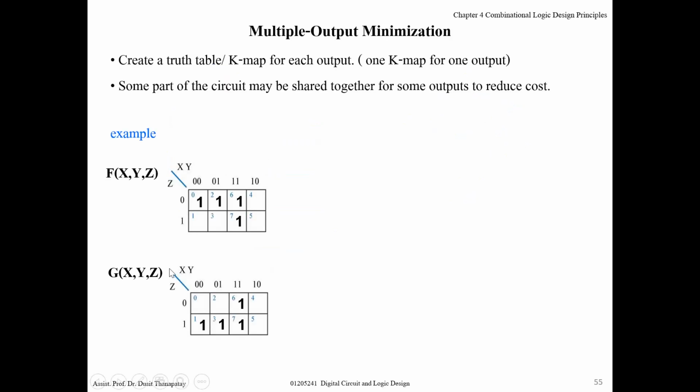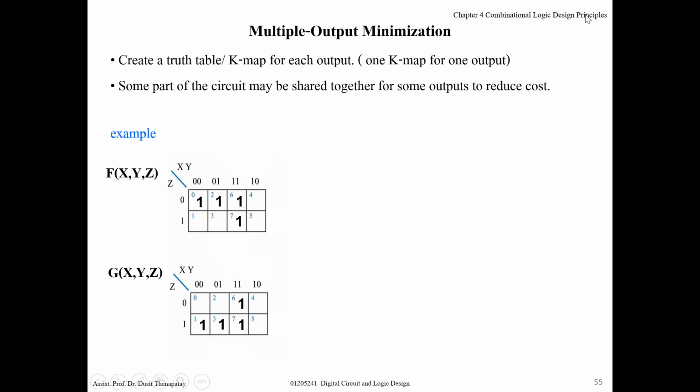Actually, for multiple output, you can find the equation easily. You just consider each output. One output, you will get one equation. If there are 8 outputs, you find 8 equations. If there are 6 outputs, you just find 6 equations, one for each output. Okay, consider one by one.